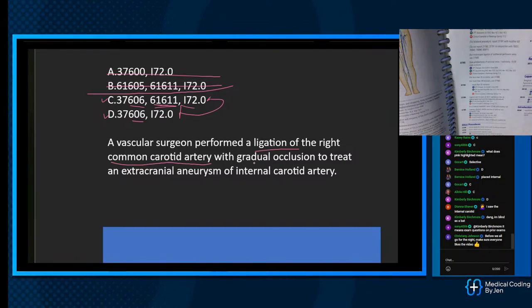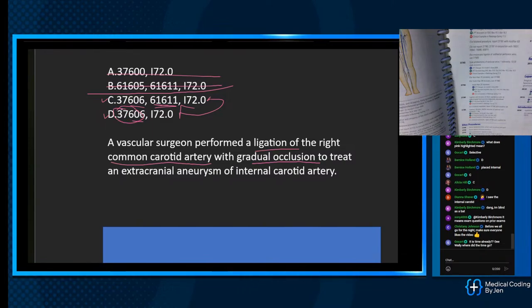The granular occlusion is inside this code already, according to the CPT code descriptor. With a clamp, so I bet we may not need that extra one, because it's just trying to see if we know what's included in that CPT code.